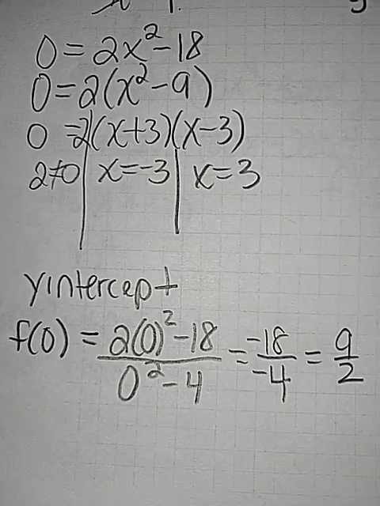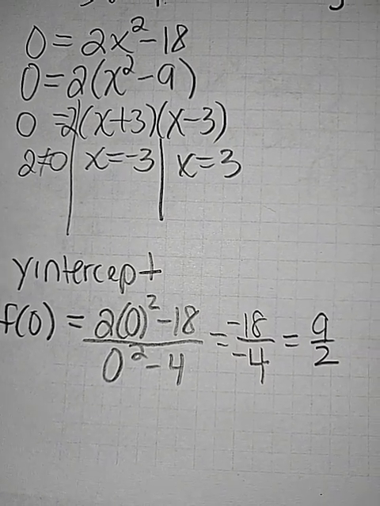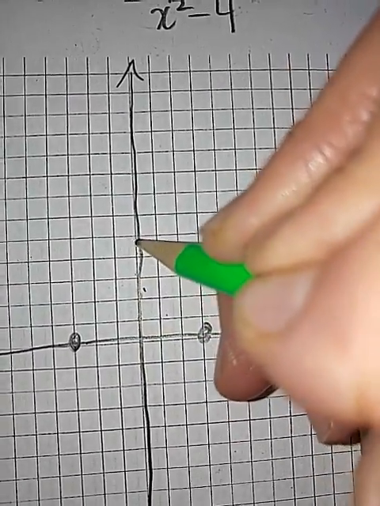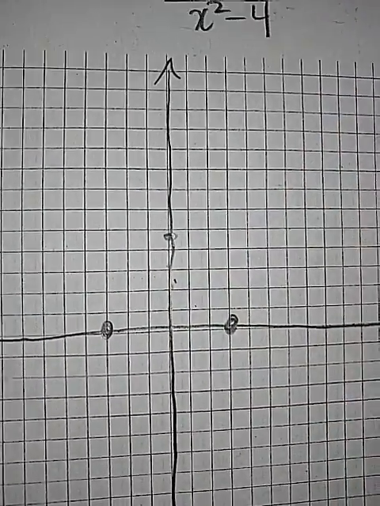Okay, the next thing I found was my y-intercept, which was 9/2, so that's 4.5. So 1, 2, 3, 4.5 is my y-intercept.